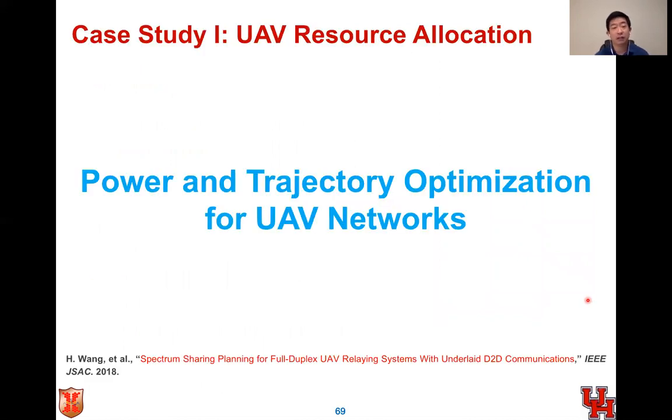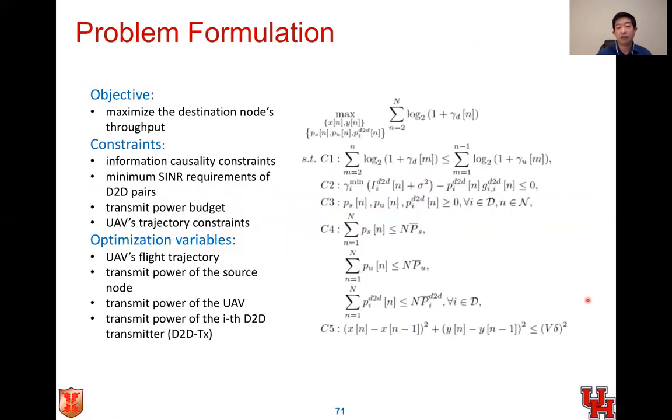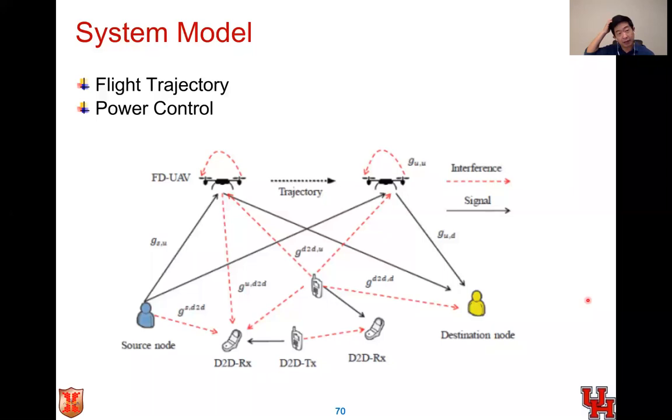Anyway, the first case we study is power and trajectory planning. This is published in JSEC. So you have the flight trajectory and the power control. By the way, the flight energy consumption is typically 10 times the transmission power control, but still, they are comparable.